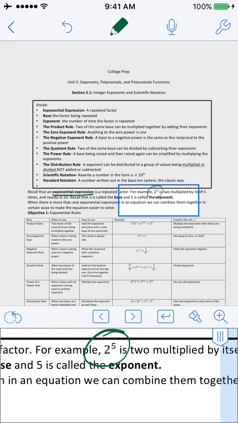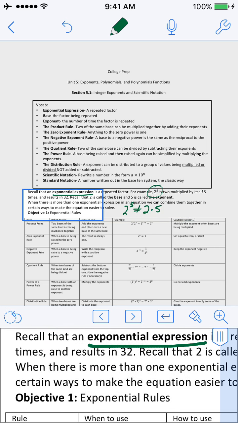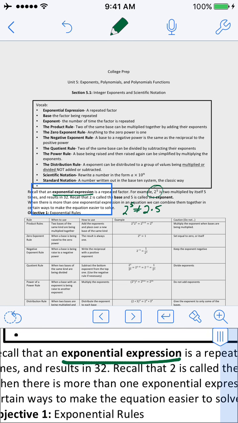What this means, 2 to the 5th, is that 2 is being multiplied by itself 5 times. It does not mean 2 times 5. 2 to the 5th does not mean 2 times 5, right? That definitely is not the same thing. What it does mean is that you have 2 times 2 times 2 times 2 times 2. It's repeated 5 times. And when you actually do that, it results in 32.